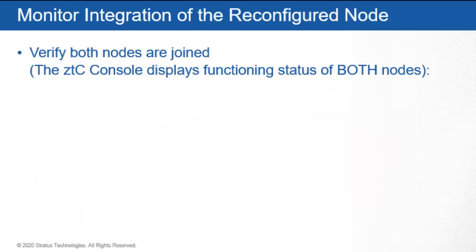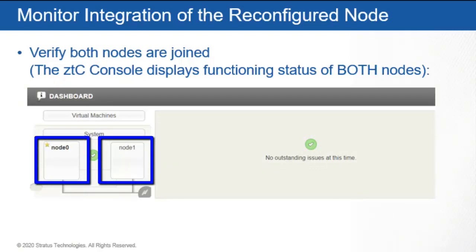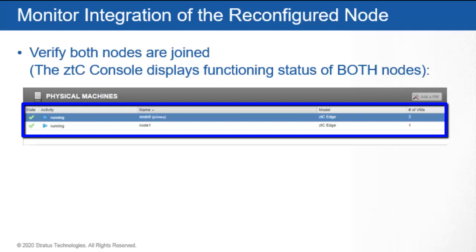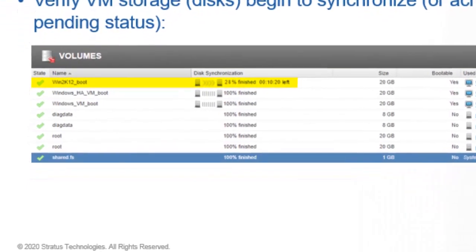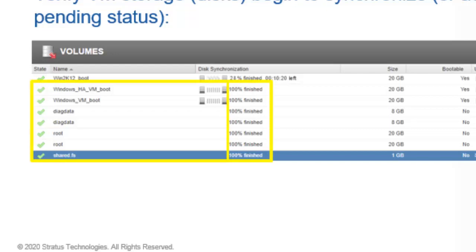You should now verify both nodes are joined. This can be done through the ztC console, which displays the functioning status of both nodes. This can be seen from the dashboard, as well as from the physical machines page. From the volumes page, verify VM storage, the disks, have begun to synchronize or have finished synchronization.